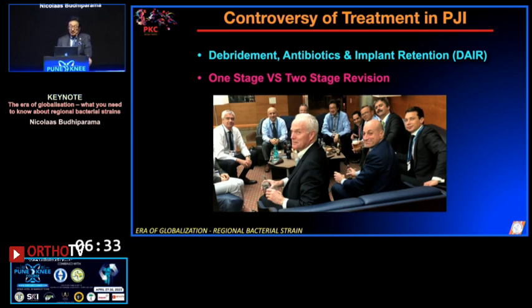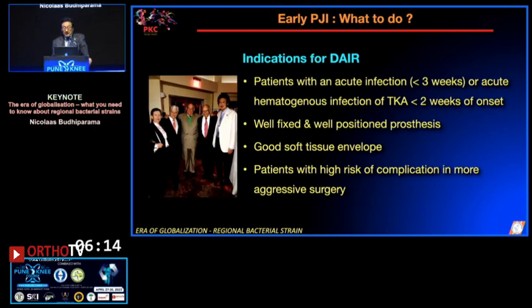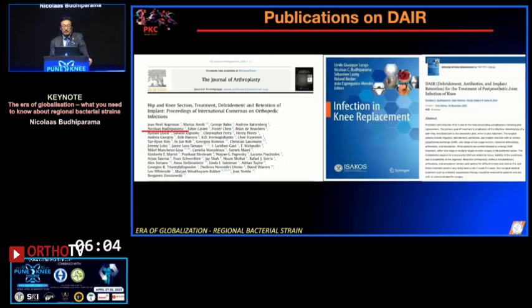How about the treatment? Some controversy: 1 or 2 stage, or DAIR. You know, it is a significant challenge to both the surgeons and patients, but the challenge for the surgeons is removing a well-fixed prosthesis, and difficult reconstruction. The ideal is implant retention without infection. So, for example, a patient was operated on about 3 weeks ago and developed a PJI. What is your choice? 1 stage, 2 stage, or do you do DAIR?